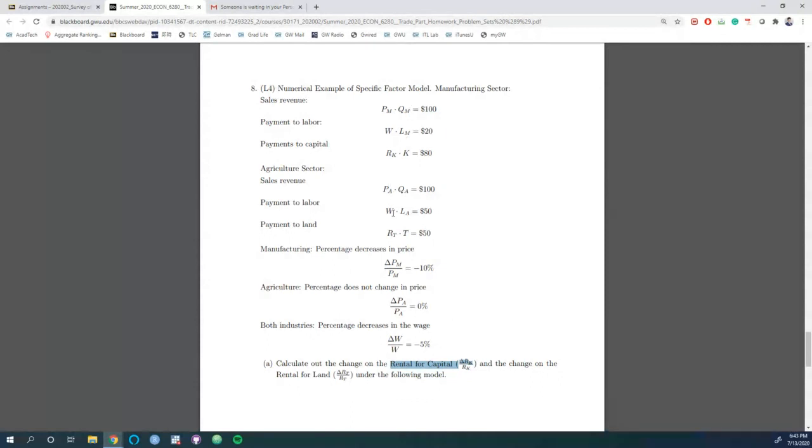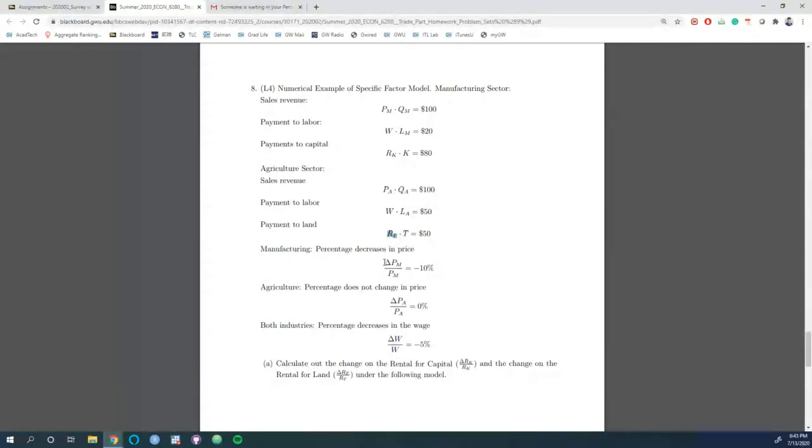And it's the same thing in the agricultural sector. This is my sales, my revenue. This is my pay to the worker who works in the agricultural sector. This is the pay to the landowner, the rent, right? So it's total pay to the landowner for the rent of the land. T means the unit of the land you use. RT means the rent on the land.